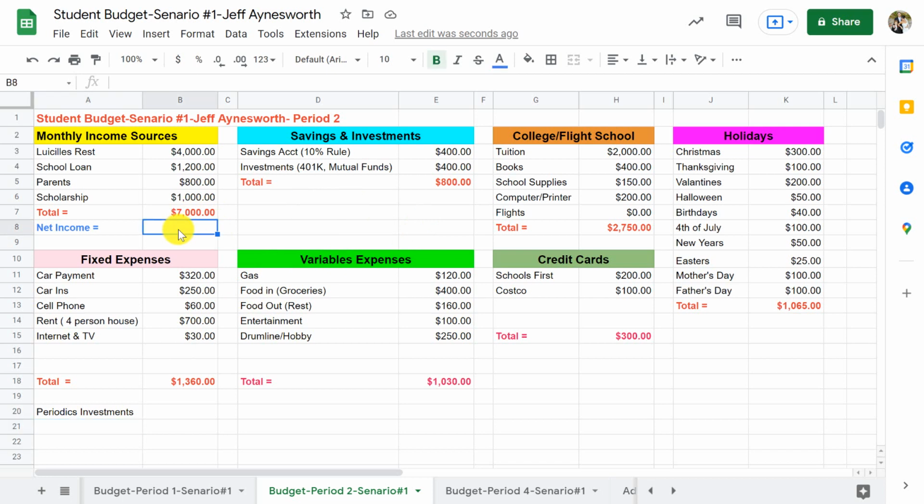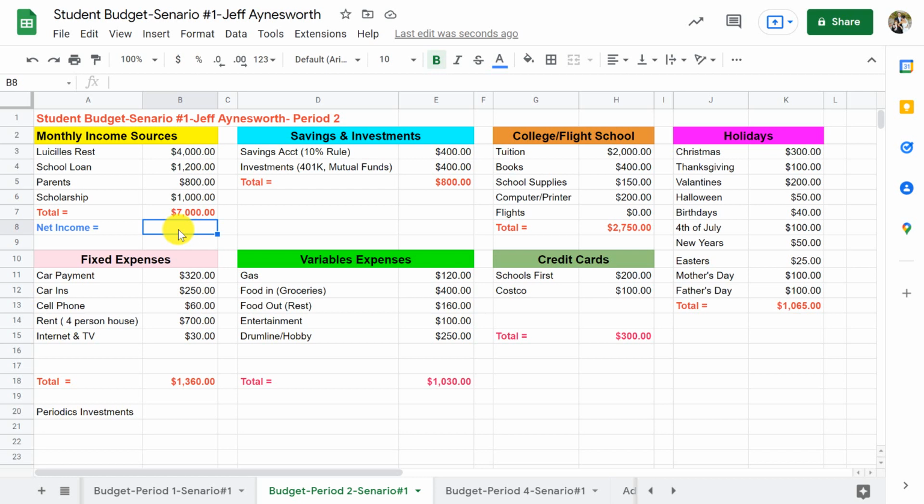We have to figure out what our net income is. In this hypothetical situation for my son Dustin, he has $7,000 worth of income, but he's got all these expenses going out. $800 is going to be subtracted, for college $2,750 is going to be subtracted. Everything in red is going to be subtracted from this, and what is left over is called your net. So before we do our periodic investments, we have to calculate this. This is the most important number. This is the reason why we do spreadsheets. You have to figure out how much you have left over after you pay all the bills.